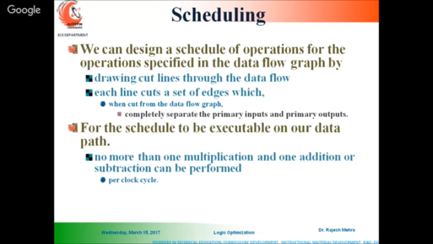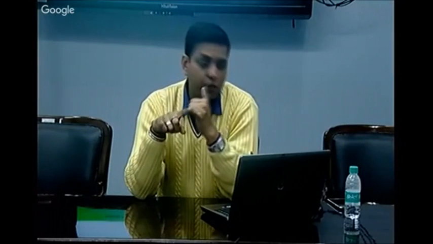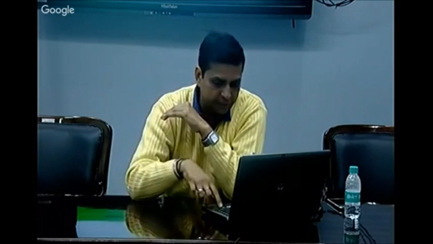So basically you have to draw cut lines in such a manner that in one partitioning, means if the first clock pulse is arriving, in one section you cannot perform more than one multiplication and one addition or subtraction. In this way, now you have to partition your design. You have to draw the cut lines, right? So this is the consideration that you have to take care in your mind.